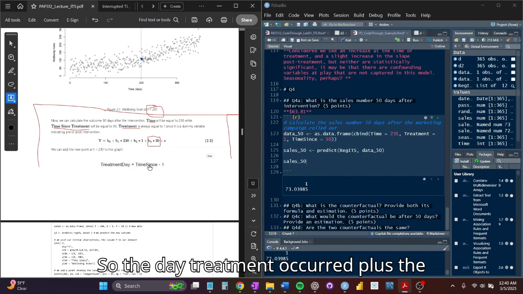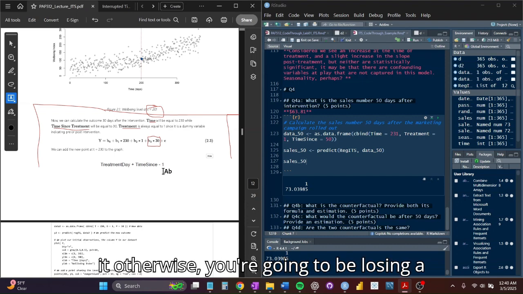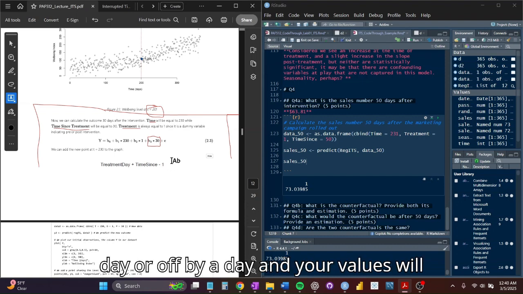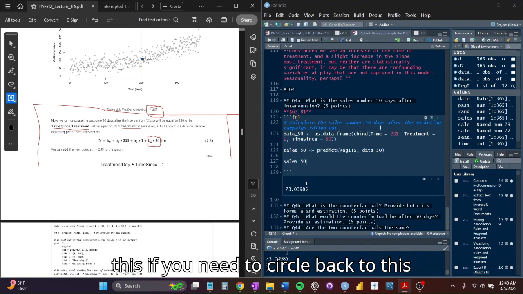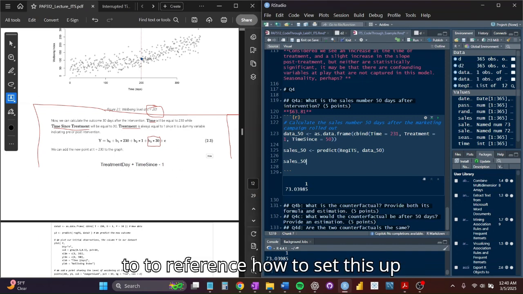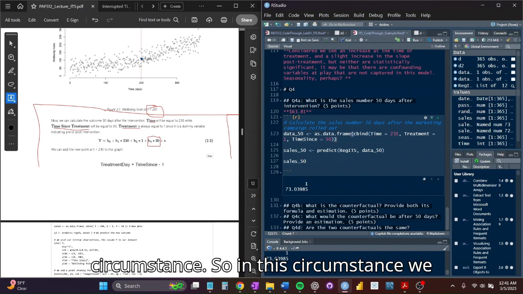So the day treatment occurred plus the time since, and then subtract 1. If you do it otherwise, you're going to be losing a day or off by a day, and your values will be different or wrong. So keep in mind this. If you need to, circle back to this to reference how to set this up correctly, or this video, and you'll see how I do it here in this circumstance.